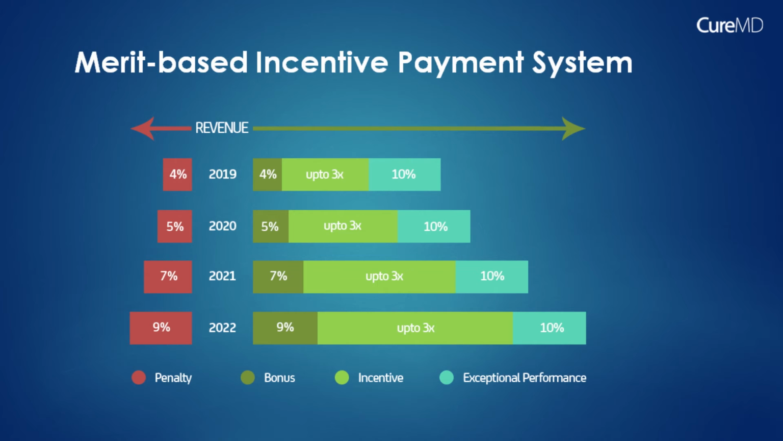So the difference between a practice that doesn't do so well, who loses 5%, and a practice that does very well and gets somewhere around 25% in bonuses, is a huge 30% in financial revenue. So that's a third of your revenue that's swinging one way or the other depending on how you perform under this program. And those percentages continue to increase all the way through 2022, when they stabilize at 9% and continue at 9% from then onwards.